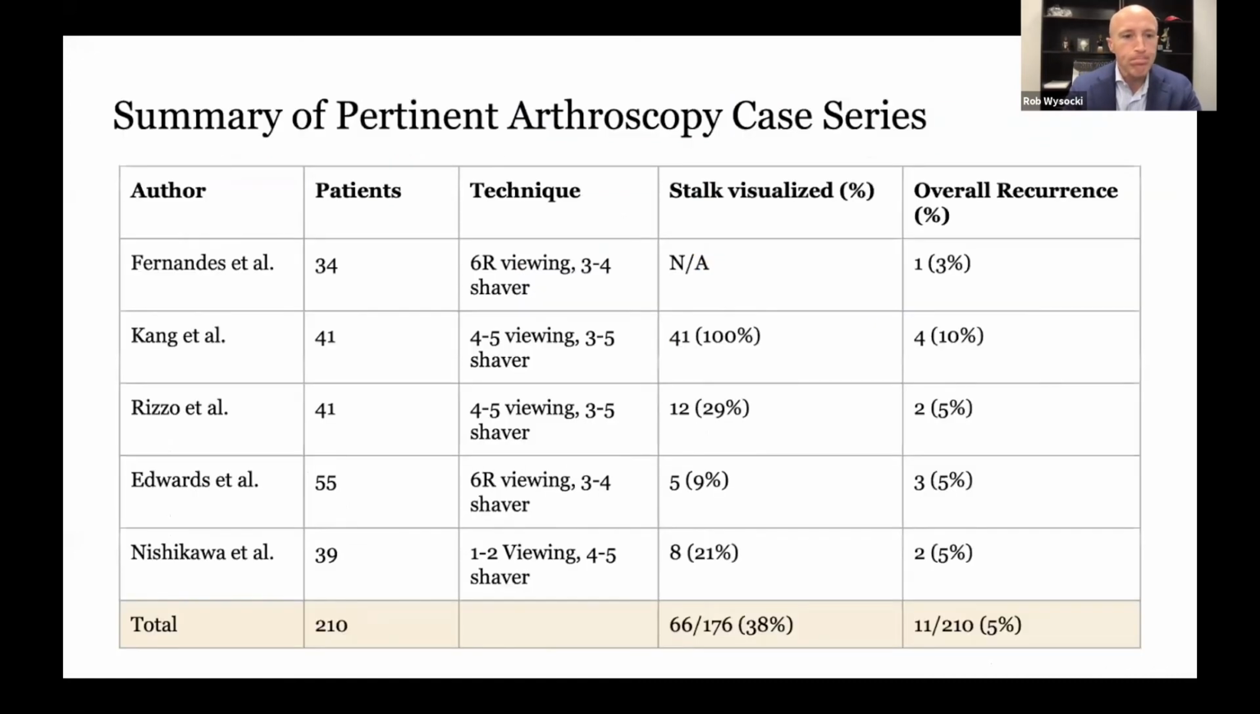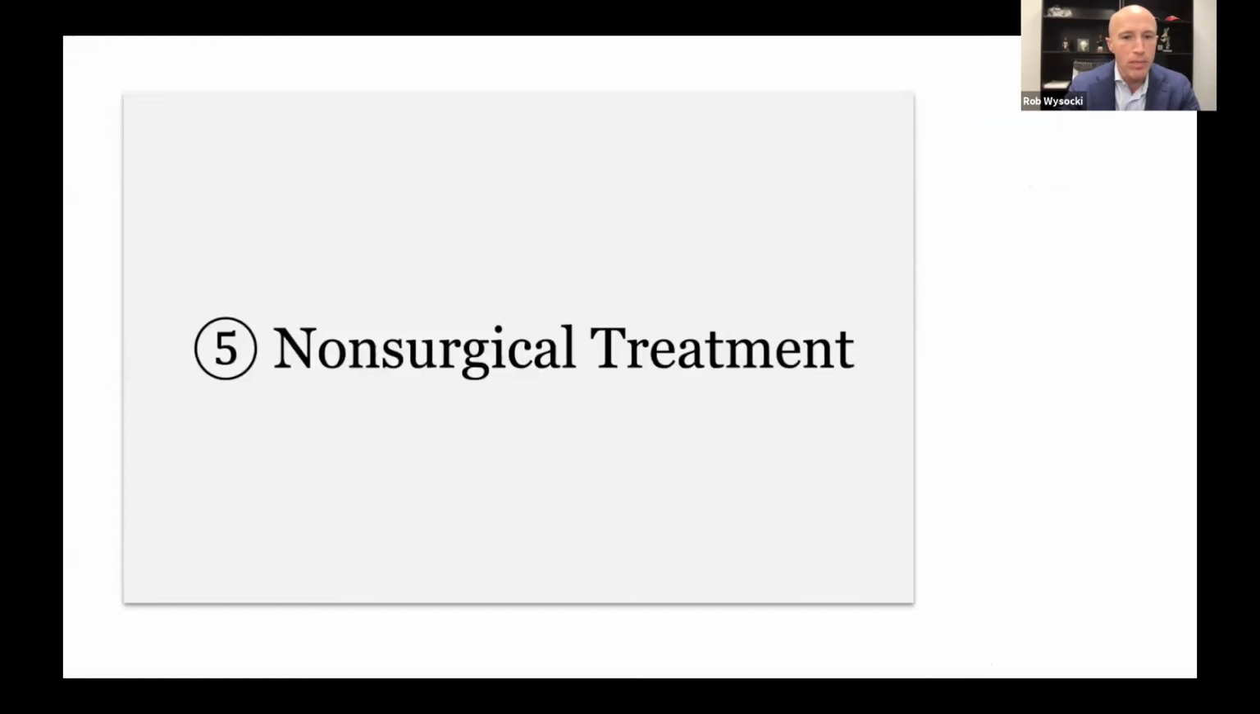So this slide just kind of summarizes all the arthroscopic data, adding in Kang's work. And you can see stalk visualized overall 38% of the time with quite a bit of variability. You can see the technique that they used, and where that recurrence lands us is close to Head's number of 6%, lands at 5% for all these studies.